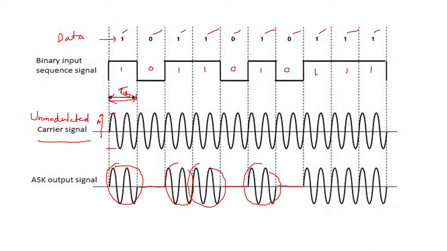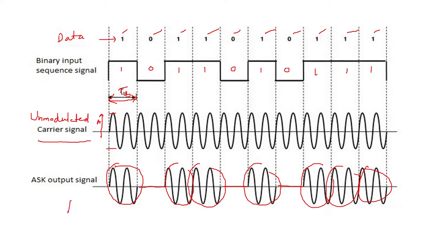Again zero, there is no carrier. Again one, you are having carrier, carrier, carrier. That means this output is now showing a carrier waveform when the data is logic one, and this output is showing 0 volt when the data is logic zero. That means the amplitude of the carrier is varying according to the incoming binary data. Now this is your amplitude shift keying waveform.